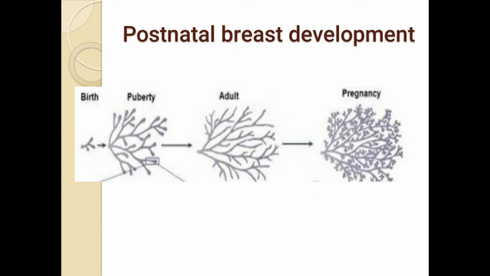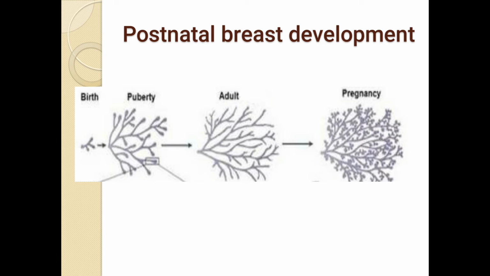Now you will see the postnatal breast development. I told you at birth there will be a tiny nipple with a few ducts radiating from it. That is like a rudiment. That is at birth. So until puberty, the tubule networks of the breast bud remain rudimentary.